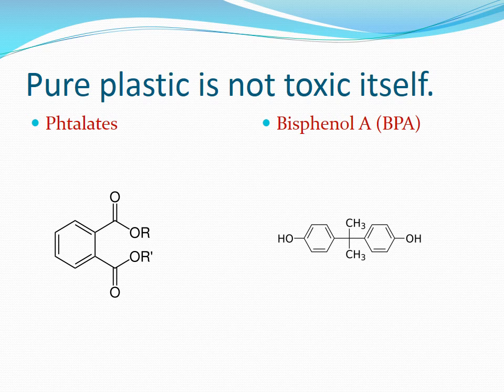This chemical building block is used primarily to make polycarbonate plastic, a lightweight, high-performance plastic. Both of these contaminants are classified as endocrine disruptors or hormonally active agents because of their ability to interfere with the endocrine system in the body. In the next slide, we're going to see what that means in terms of health.